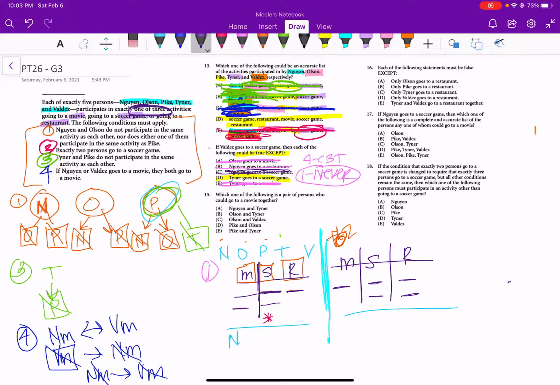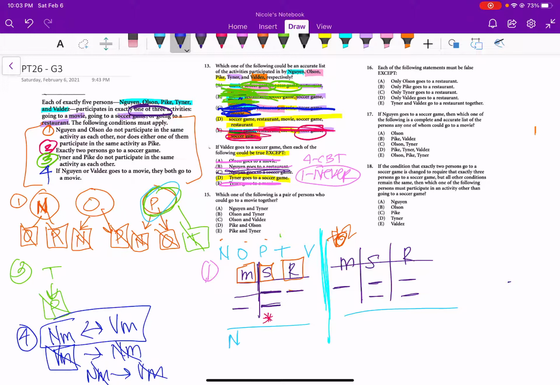Next one. Which of the following is a pair of persons who could go to a movie together? Well, the most that can go to a movie together is 2. And we know that if it happens to be N, then it has to be V. So any answer choice that has N or V and not the other will not work.